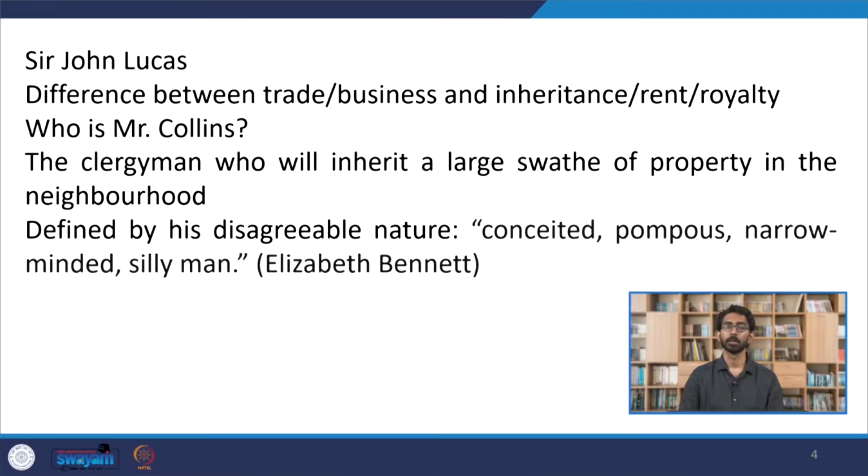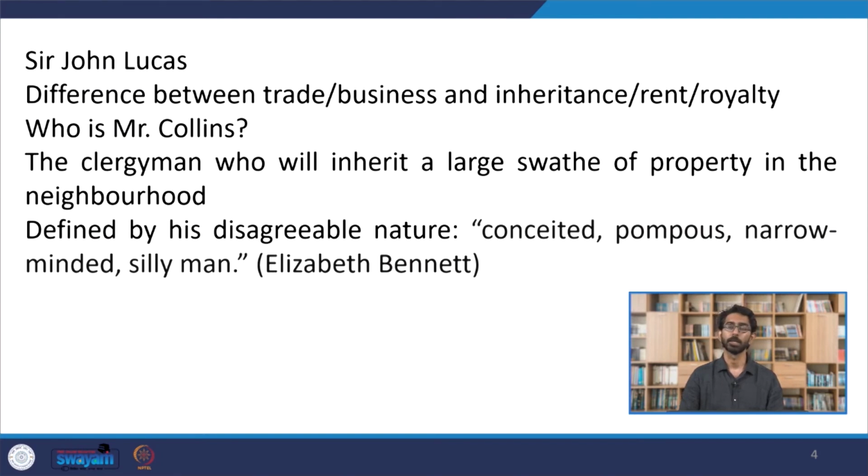In this context, a character named Mr. Collins appears on the scene. Mr. Collins is a clergyman who is said to inherit a large swathe of property in the neighborhood. Now, this man is defined by two key pieces of information. On one hand, the fact that he will inherit property, and on the other, the fact that he is of a highly dislikable and disagreeable nature. There are repeated mentions; in fact, it is not subtle at all.